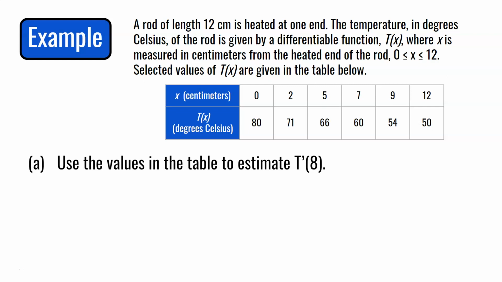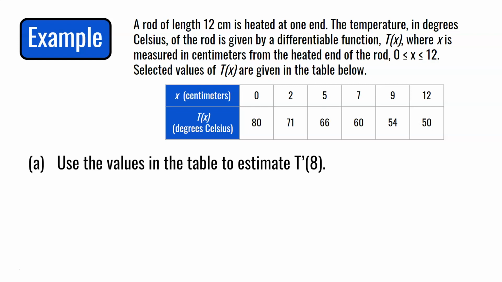In this example, a rod of length 12 centimeters is heated at one end of the rod. We are given selected values of a function T of x, which represents the temperature in degrees Celsius of the rod, and x is measured in centimeters from the heated end of the rod on the closed interval from 0 to 12 centimeters. In part A, we want to use the values in the table to estimate T prime of 8, which represents the derivative of the function T of x when x is equal to 8.